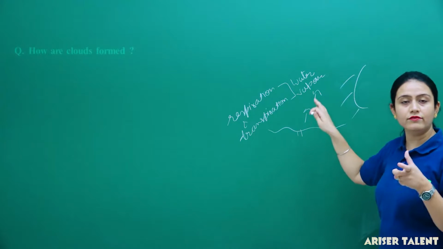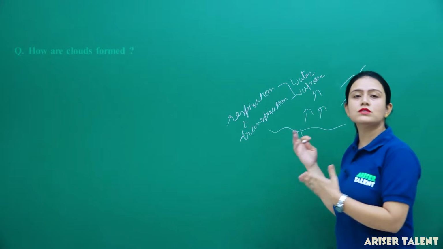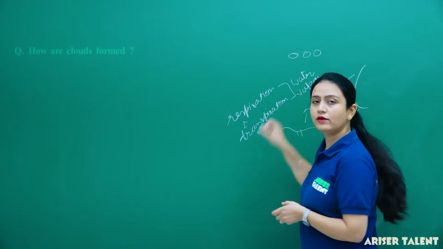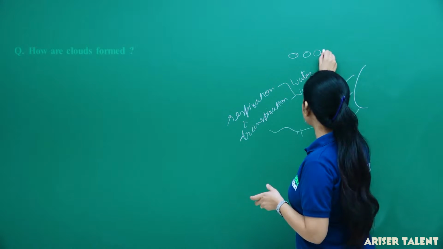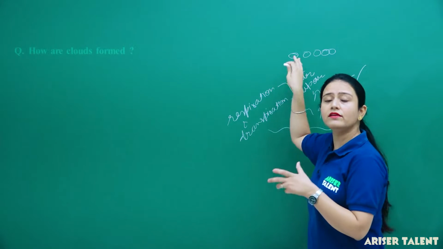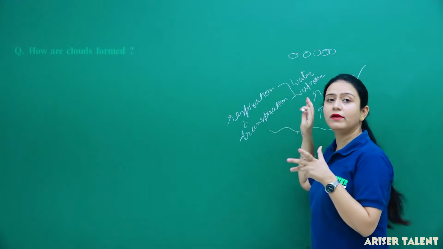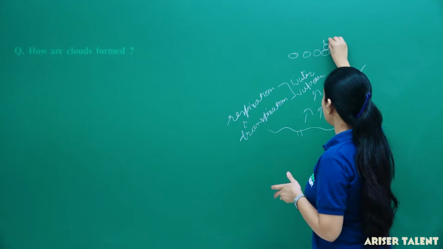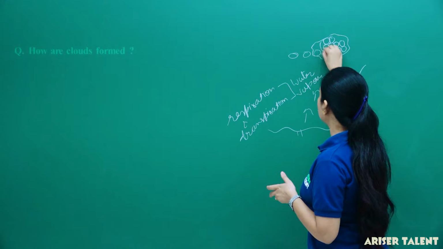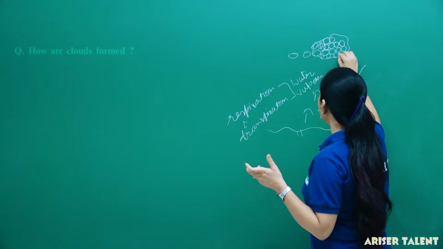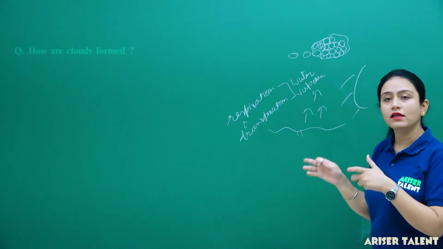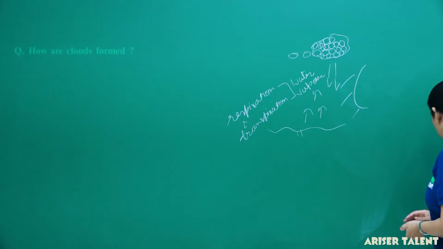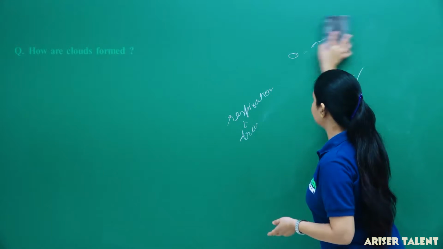When this water vapor rises up and goes into the atmosphere, it combines with the air and forms tiny water droplets. When these tiny droplets combine together, they form clouds. When these clouds become very heavy and cannot hold water, the water falls on the earth in the form of rain. Clear? So this is how clouds are formed.